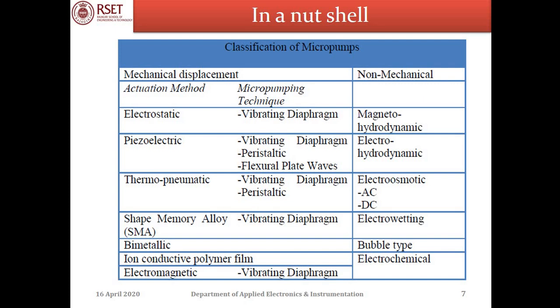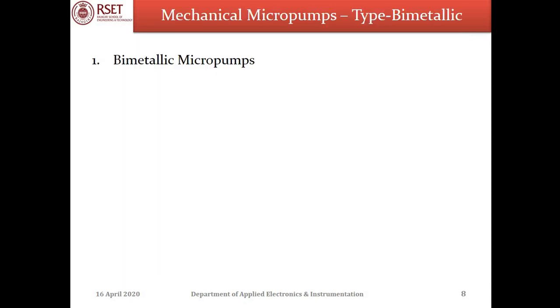So in a nutshell, I can classify the micropumps into mechanical and non-mechanical, as you can see in this slide. You may have the electrostatic micropump, which uses a vibrating diaphragm. You may have the piezoelectric ones, which use a vibrating diaphragm, peristaltic movement, flexural plate waves. That is the one which we discussed in our last class. There may be thermopneumatic, shape memory alloy, bimetallic, ion conductive polymer film and so on. And on the non-mechanical side, you may have magnetohydrodynamic, electrohydrodynamic, electroosmotic, electrowetting, bubble type and electrochemical type.